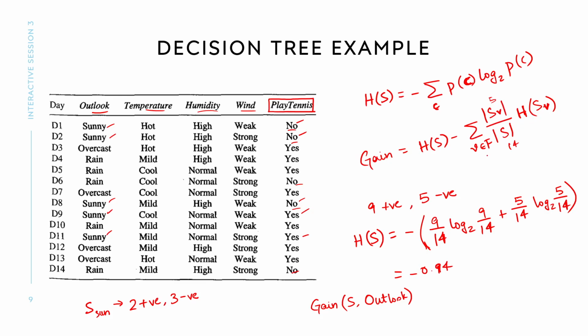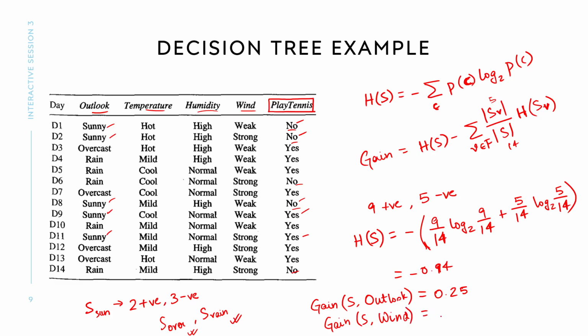Like this, we also have S overcast and S rain, right? So we'll calculate these two values, put them in this summation, and do the summation, and finally the gain is calculated. One second. So the gain for outlook will be around 0.25.